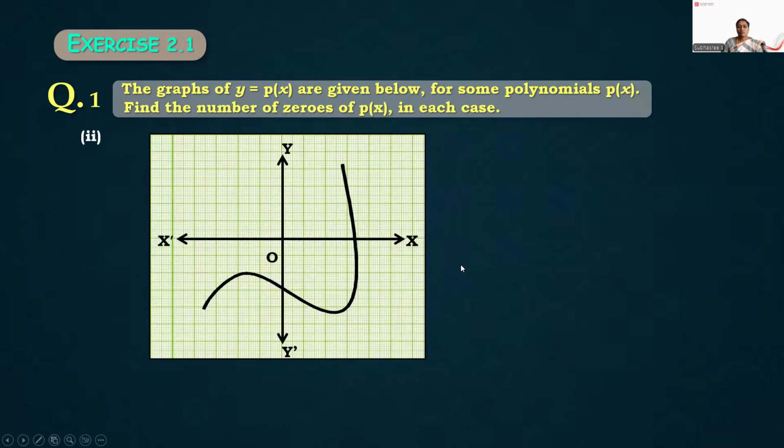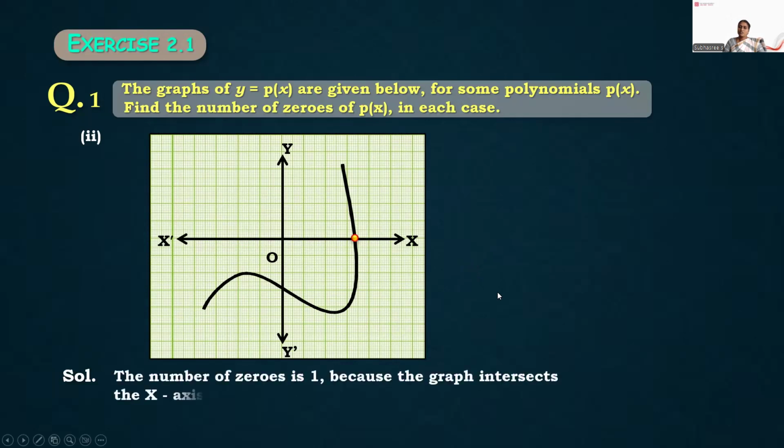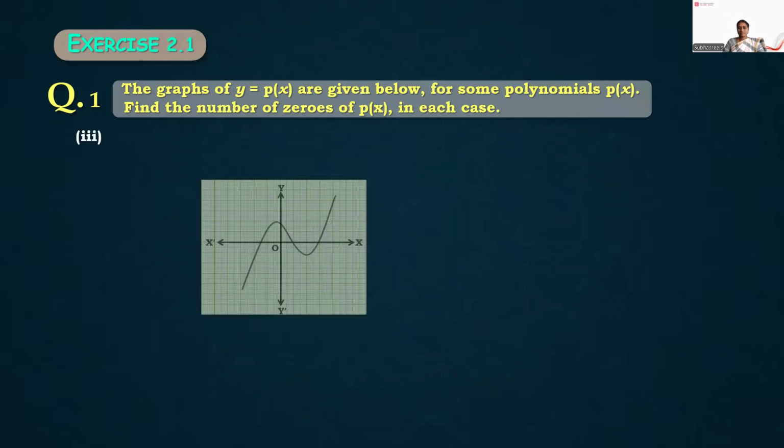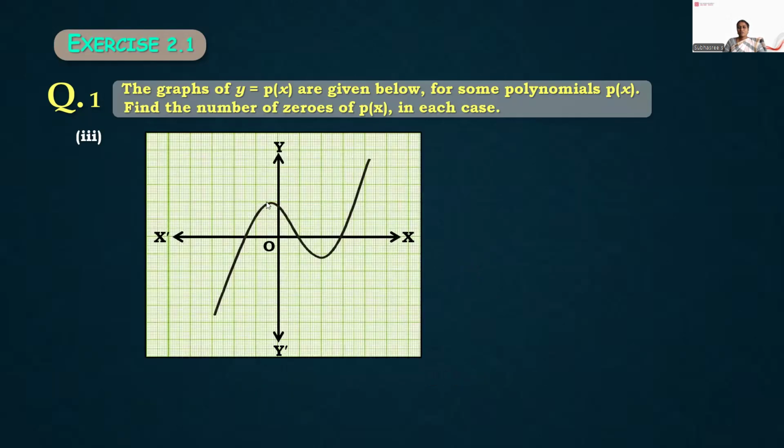Next question. What's the solution for this? Can anybody tell? Yeah, you are correct. It touches only one single point. So the number of zeros is only 1. Next question. This is a super graph. See here, it touches on the left side as well as on the right side. So 1, 2, 3. Shall we check?